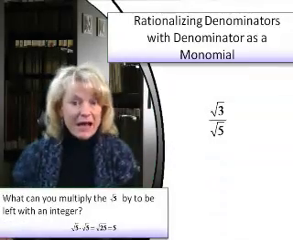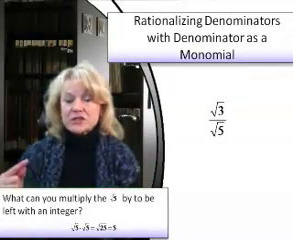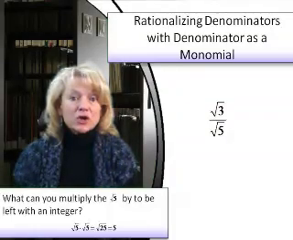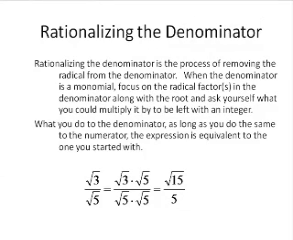We need to move the radical out of the denominator, keeping the expression equivalent to the one that we started with. When the denominator is a monomial, focus on the radical factor in the denominator, along with the root, and ask yourself what you could multiply it by to be left with an integer. What you do to the denominator, as long as you do the same thing to the numerator, your expression will be equivalent to the one that you started with.